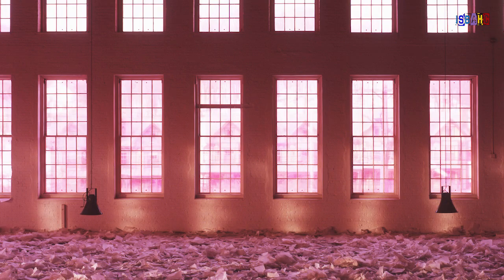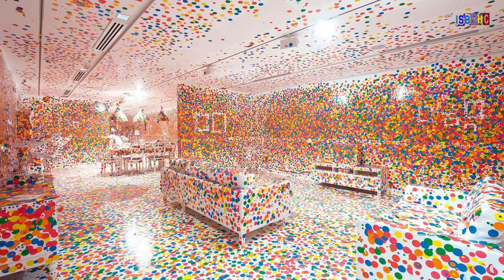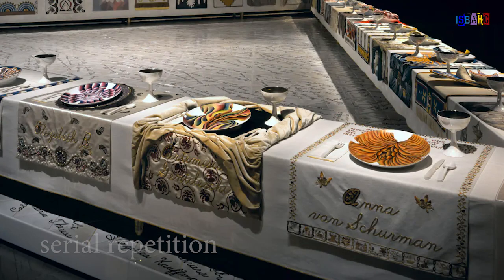This repetition can be achieved in different ways. Identical repetition is using the exact same element multiple times, like a series of identical squares, circles, or lines. Similar repetition means using variations on the same element, like different sizes of the same shape or different colors of the same object. Finally, serial repetition is creating a series of artworks that share a common theme or motif, but with variations in details or materials.